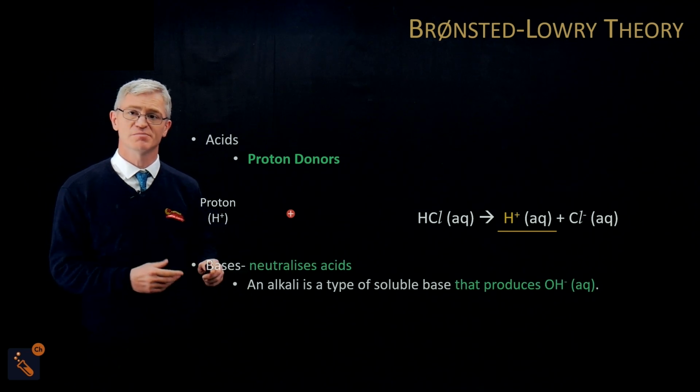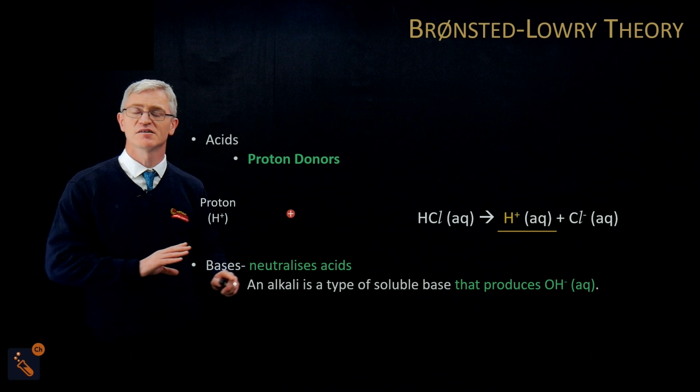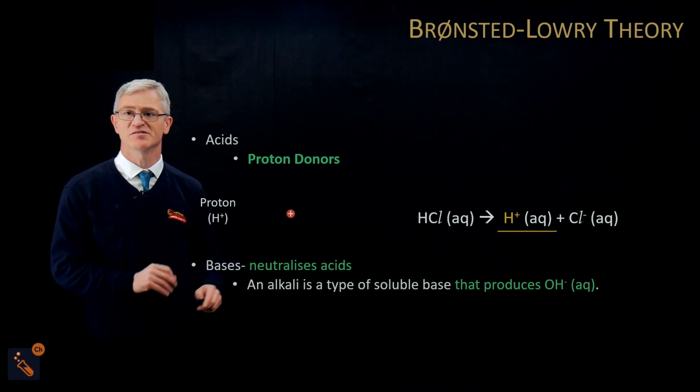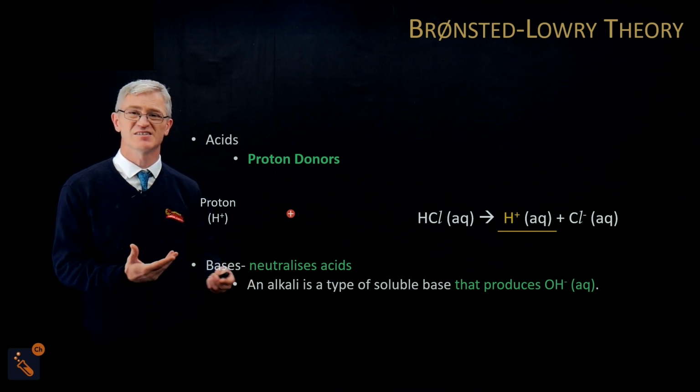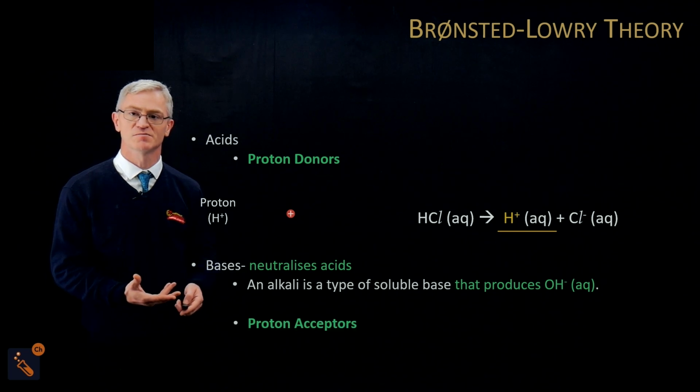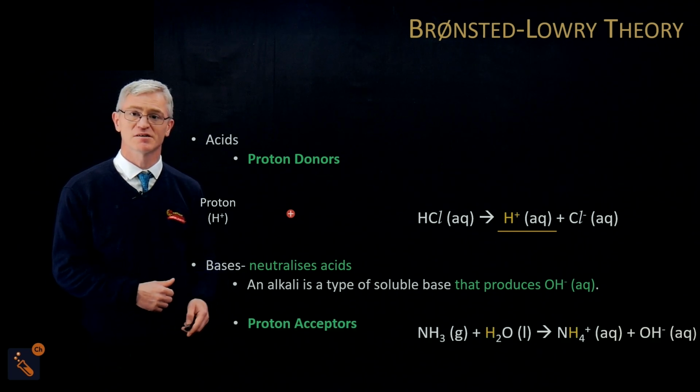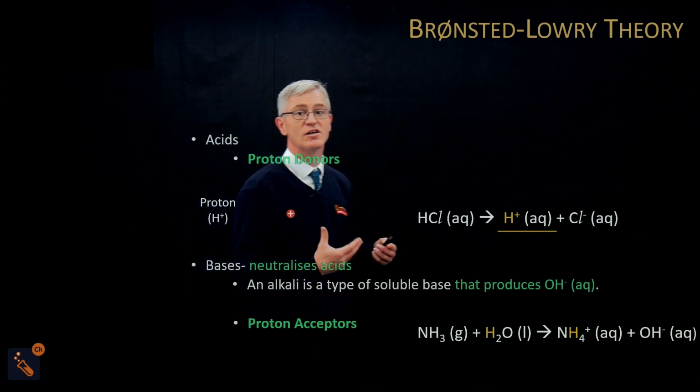If we then look at bases, they neutralize acids, and an alkali is a special type of soluble base. So it is a base, and the only difference is that it produces OH- ions. It's a proton acceptor, and here we have our example of it.